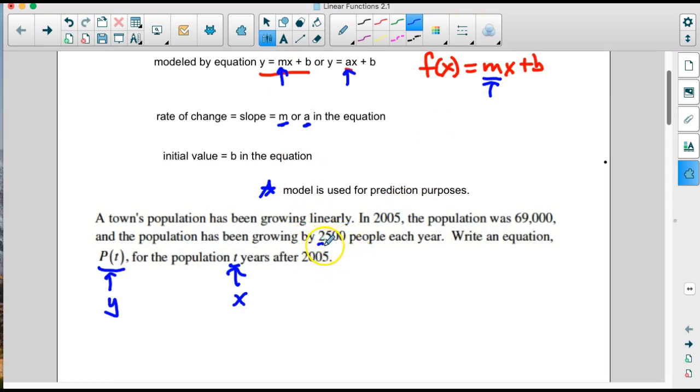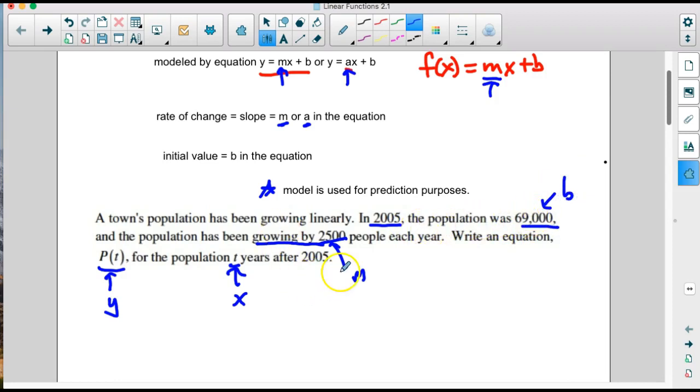In this problem, it's giving me two numbers. It's telling me a rate of growing. So this is going to be your m value. And it's telling me what we started out at. In 2005, we started out at this value. So this is going to be my b value in the equation.